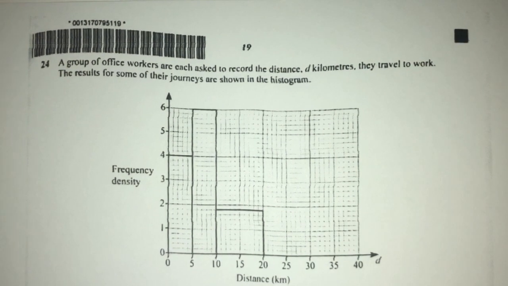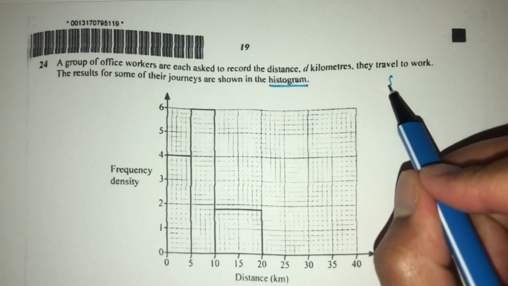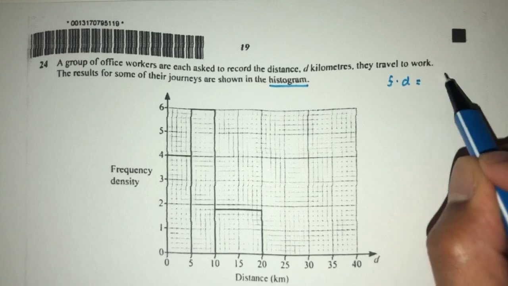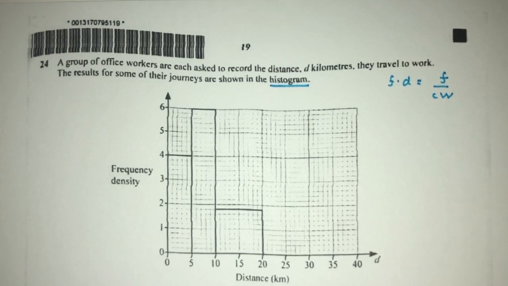A group of office workers are each asked to record the distance d km they travel to work. The results for some of their journeys are shown in the histogram. Now we have to know already, when we draw a histogram, what we need to find. We usually find the frequency density. It is equal to frequency over class width. That is the definition of frequency density.